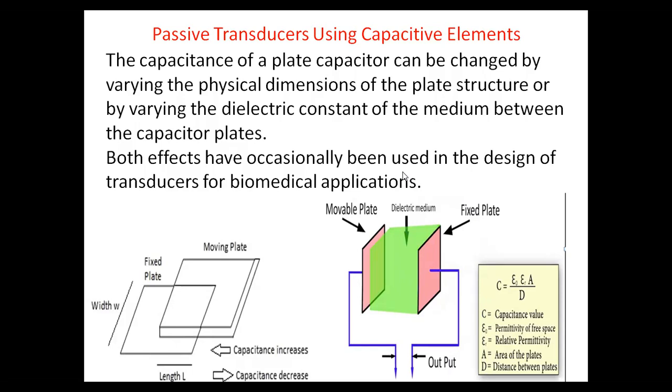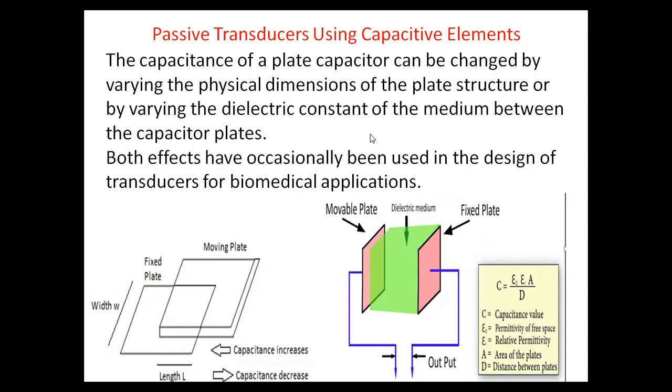In the previous class we studied the passive transducers using inductive circuit elements. In that case, we have different transducers, that is inductive transducers, variable reluctance transducer, and also an important one, that is LVDT, linear variable differential transformer transducer. So all these are used for measurement of displacement, especially linear displacement. For measurement of linear displacement, we can use the LVDT and variable reluctance transducers.